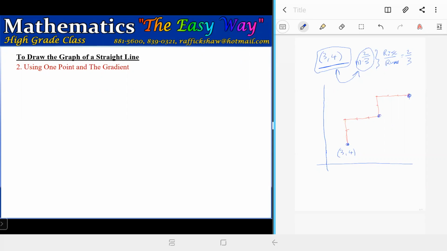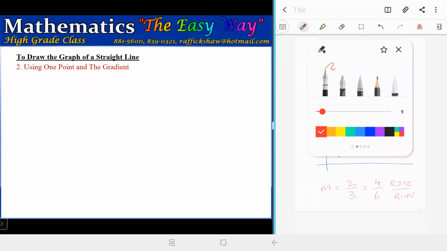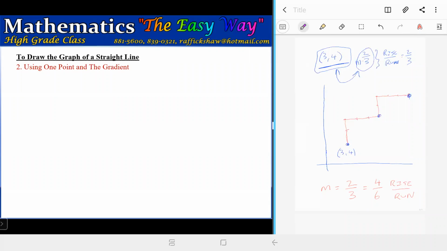Let me show you something magical now. Watch this. The same gradient, which is 2 over 3, is the same as 4 over 6. So instead of making those little mini rises and mini runs, I can make a big rise of 4 and a big run of 6. So watch it now. Let's use a different color. Instead of rising 2, running 3, and then rising 2 again, running 3, I'm now going to rise 4.